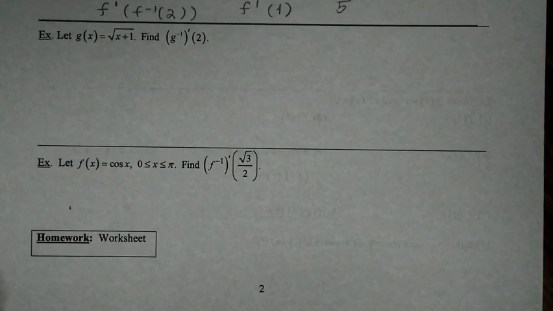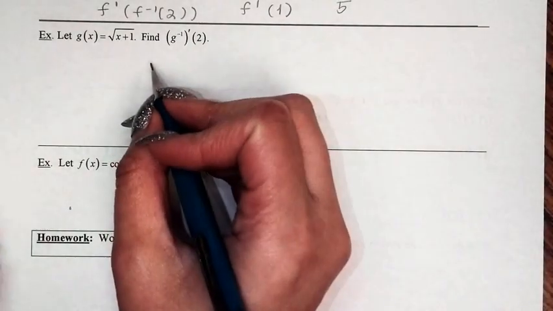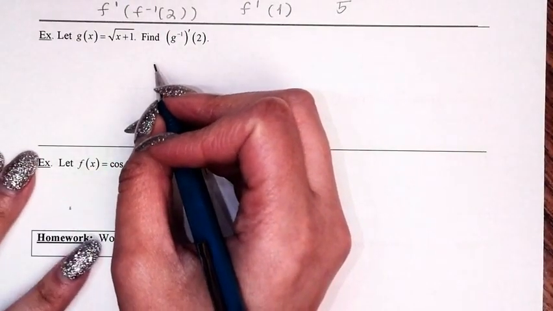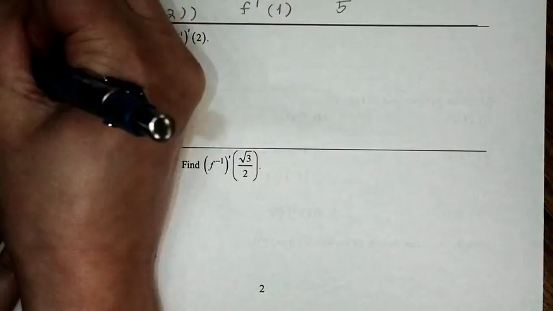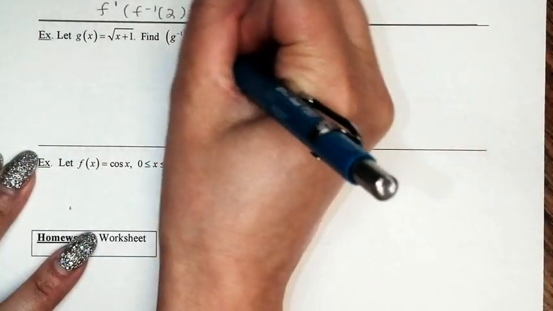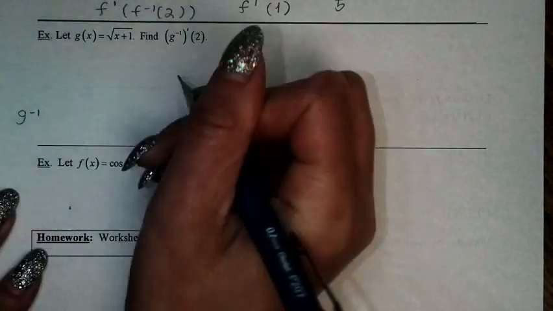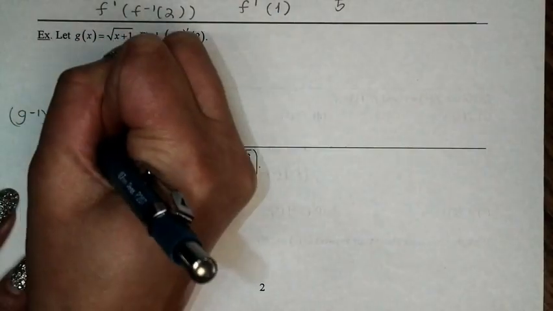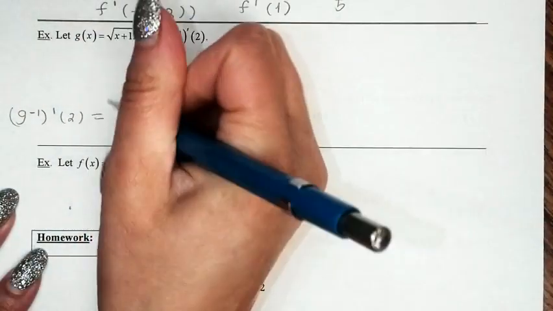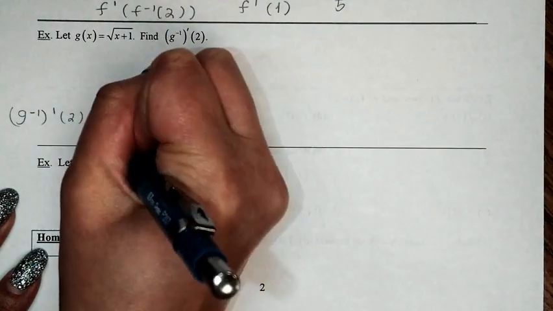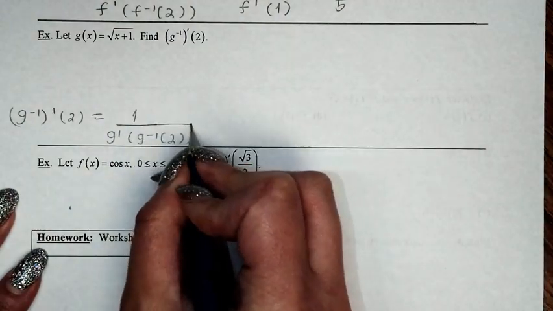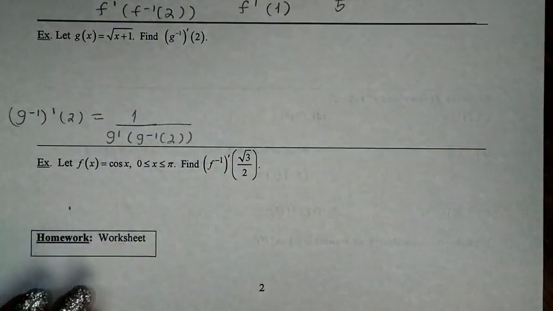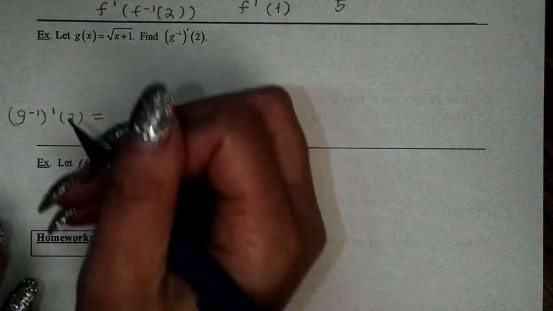So let's look at this problem. This one, technically speaking, finding the inverse wouldn't be that difficult, right? But let's do it the calculus way. So what you're going to ask yourself is, I want this: the derivative of the inverse evaluated at 2. So what you have is 1 over g prime of g inverse evaluated at 2, right? So what we want here, there's several things that we want. Obviously the derivative, which we can find, no problem.